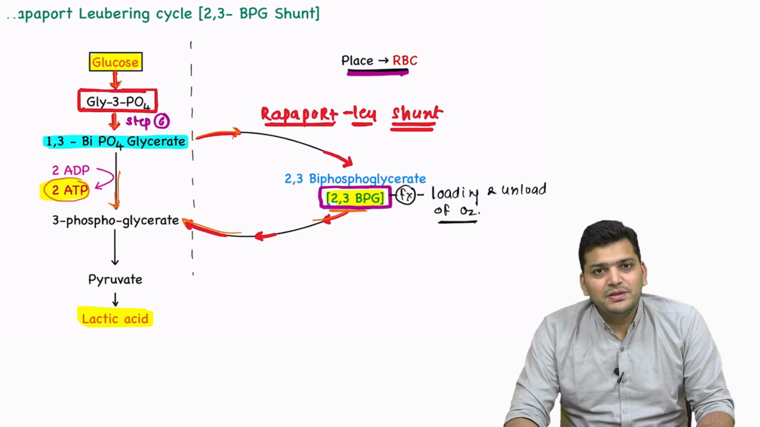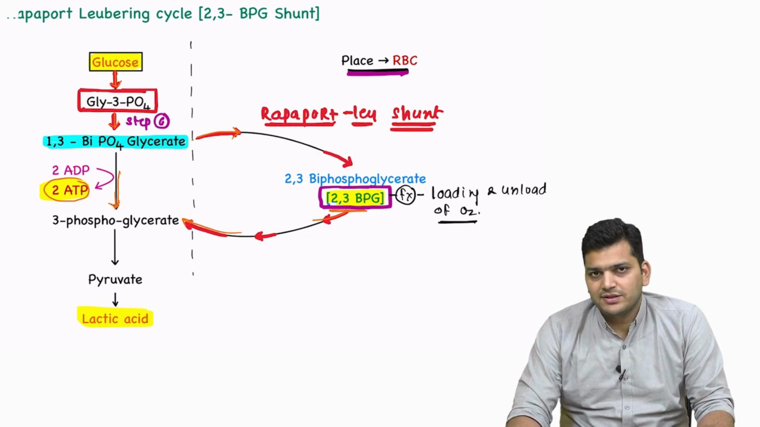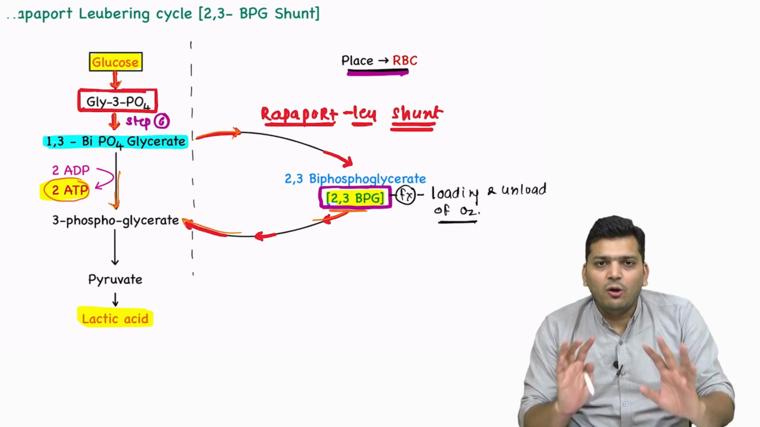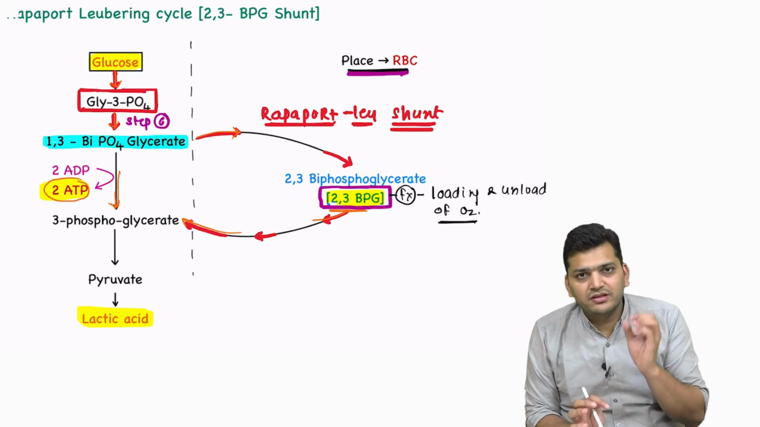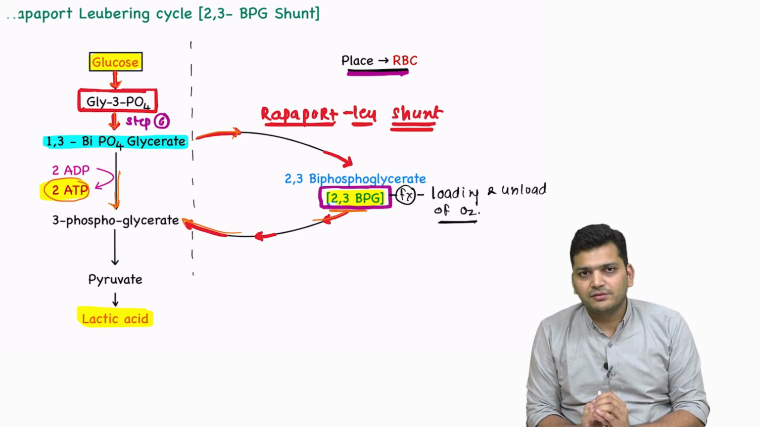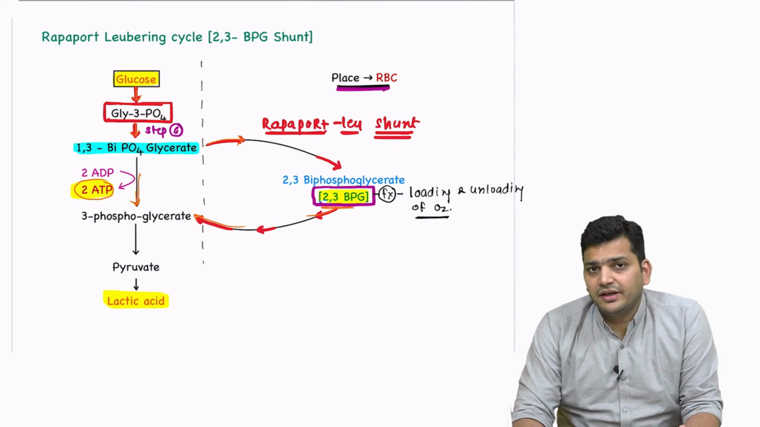See, this 2,3-BPG in the RBC helps in the loading and the unloading of the oxygen molecules. Because the function of the RBC is to transport the oxygen. How do the RBCs transport the oxygen? They generate this molecule that helps in the loading of oxygen as well as the unloading of the oxygen. So if they ask that in the Rapoport-Luebering shunt, what is the net energy gain? The net energy gain is going to be 0 ATPs.